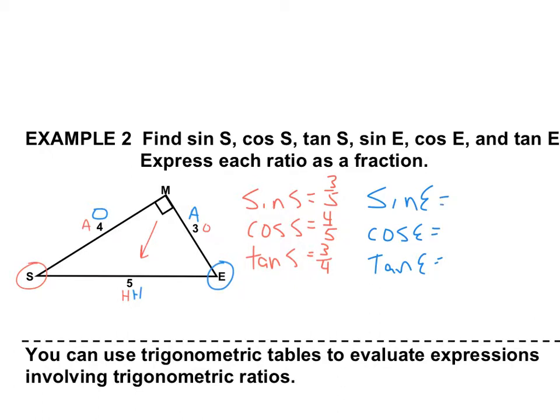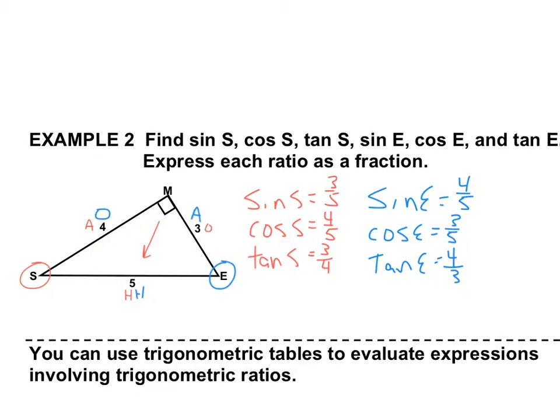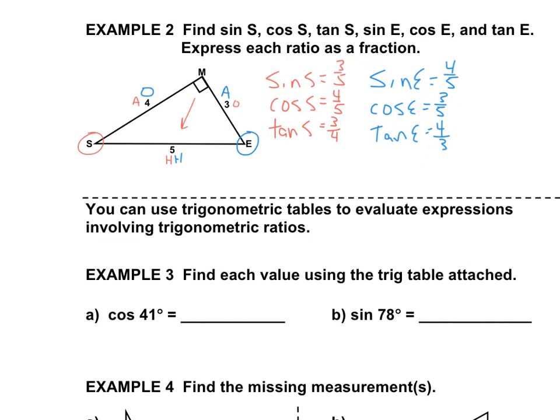Sine of E, opposite over hypotenuse, would be 4/5 this time. Cosine is adjacent over hypotenuse, which would be 3/5 this time. And then tangent is opposite over adjacent, which in this case would be the reciprocal of the other one, which is 4/3. So those are not very complicated, guys, but you have to be careful and label them right. It's easier if you use two colors, but I know a lot of you are going to use the pencils.